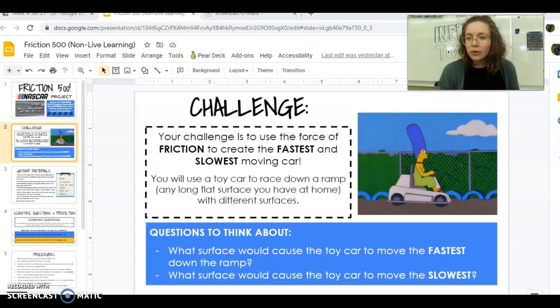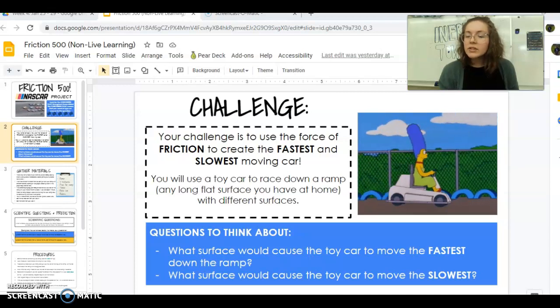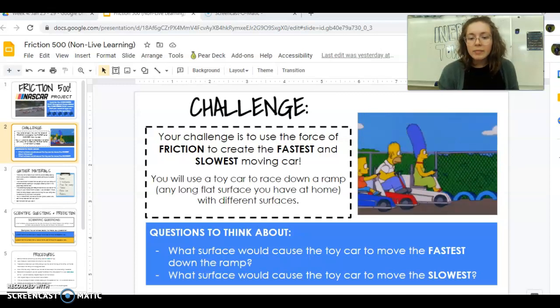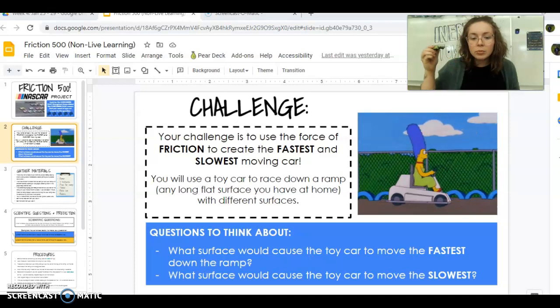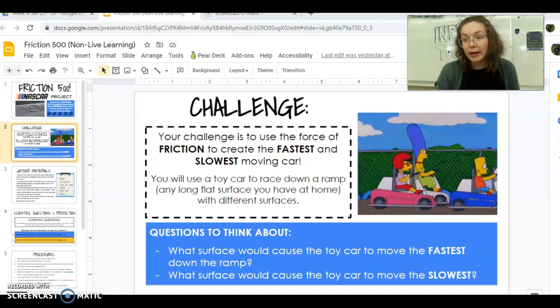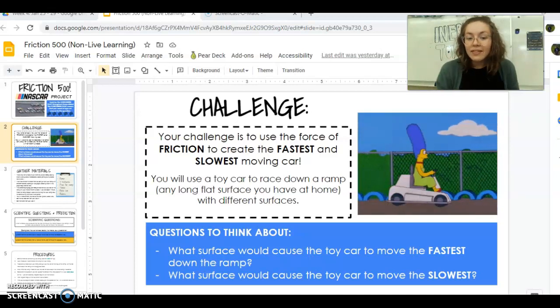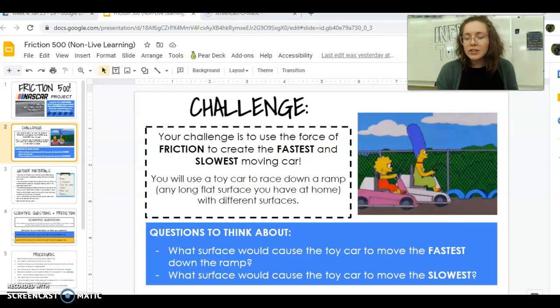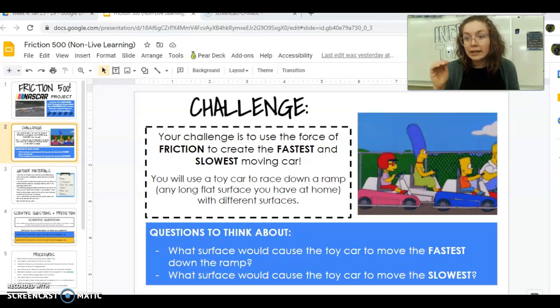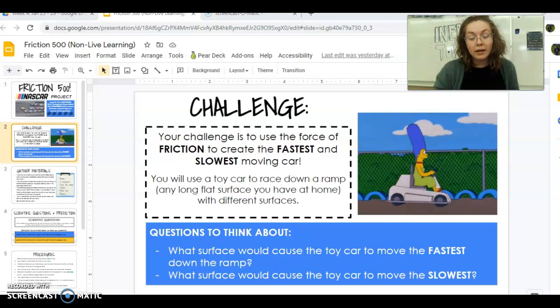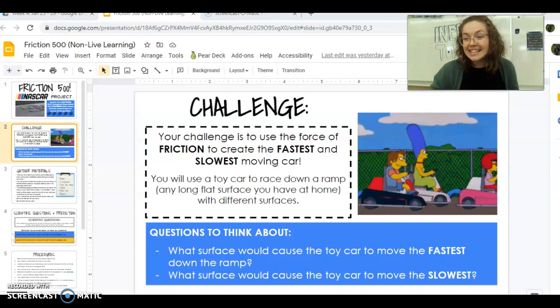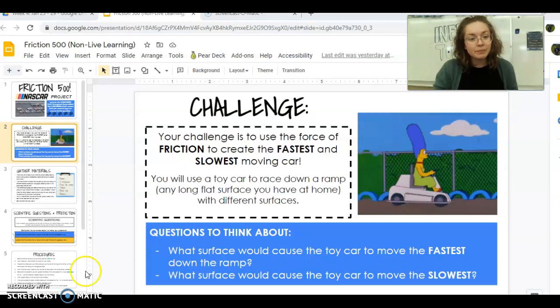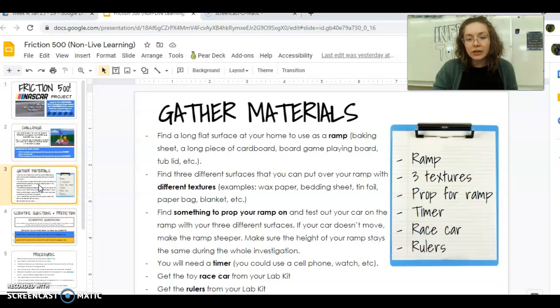There are two questions, though, that I want you to think about. What surface could you use that would cause your toy car to move really fast down your ramp? Okay? And then I also want you to think about what surface would cause your car to go really slow. Okay? Because again, we're looking for the fastest and the slowest. So let's look at some of these materials.